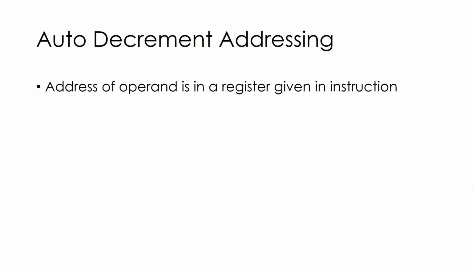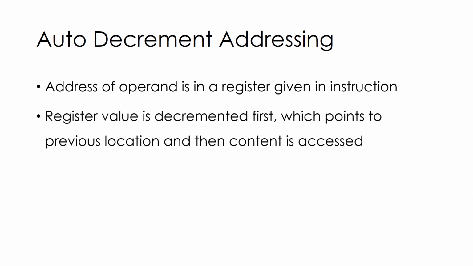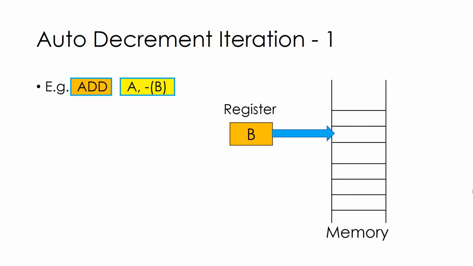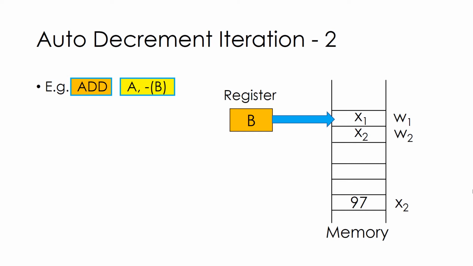Auto decrement. In this, address of operand is in a register given in an instruction. First, register value is decremented, which will point to previous location and then content is accessed. For example, ADD A, -[B]. Here, register B initially points to location x2. Then contents of register B will be decremented by 1, which will point to the location x1. Then we access the location x1 and add the value 77 to the accumulator.